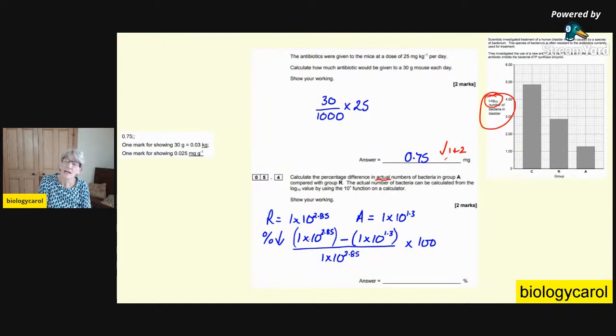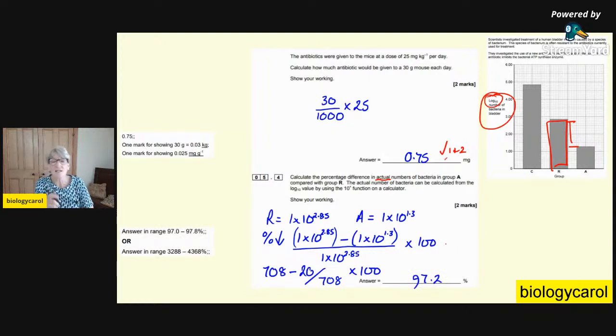So here am I now doing the percentage decrease. The higher value minus the lower value divided by the original higher value, because you are trying to work out what this difference is as a proportion of this higher number, the original number, and times it by 100 to give you a percentage. And that ends up being, and I can't remember what it is because I can't see, it's 97.2, which I got, so therefore I got both the marks.